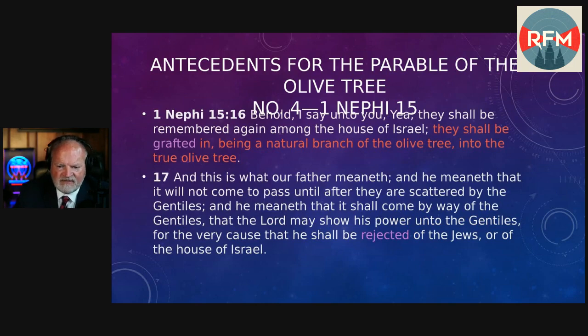Continuing in First Nephi 15, behold, I say unto you, yea, they shall be remembered again among the house of Israel. They shall be grafted in. Once again, this symbolism of being grafted, being a natural branch of the olive tree into the true olive tree. So in the last days, the descendants of the Lamanites will be remembered and they will be grafted in to the true olive tree.